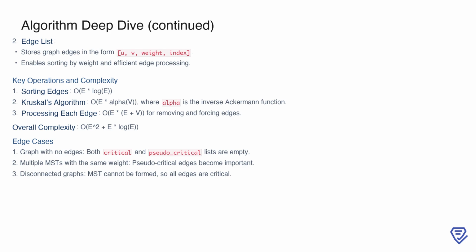a very slow-growing value. However, since we must consider each edge for removal and forced inclusion, the additional processing adds a complexity of O(E * (E + V)). As a result, the overall complexity of the algorithm becomes O(E squared + E log E). Finally, we must account for edge cases, such as graphs with no edges, multiple MSTs with the same weight, or disconnected graphs. These scenarios highlight the importance of both critical and pseudo-critical edges in our solution and ensure that the algorithm handles all possible inputs effectively.